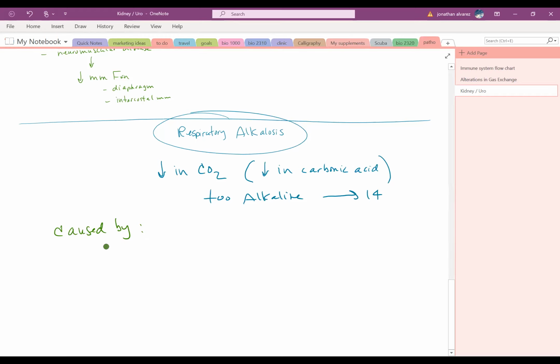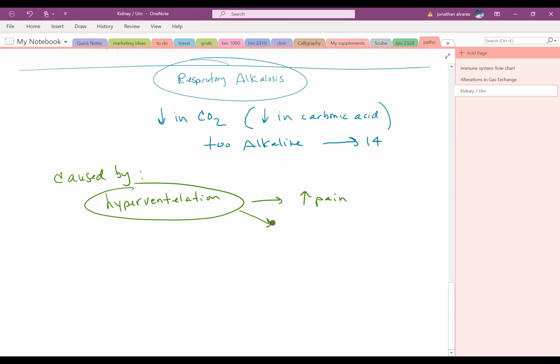So this could be caused by hyperventilation. And lots of things can cause hyperventilation, such as increased pain, increase in anxiety, infection, usually with gram negative species, drug overdose.